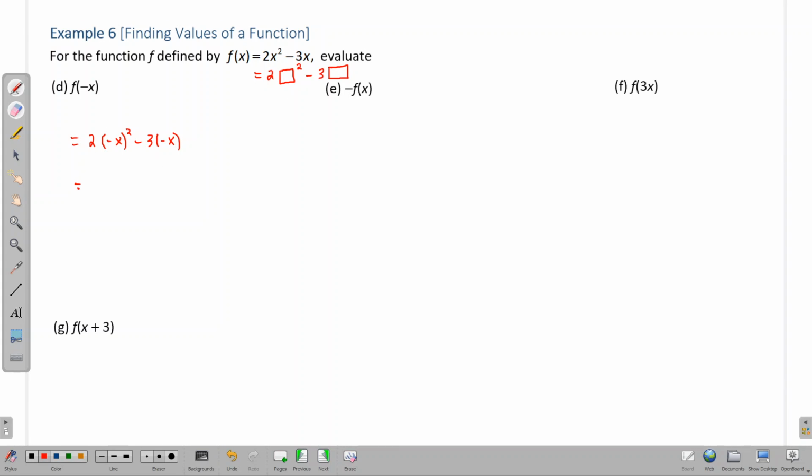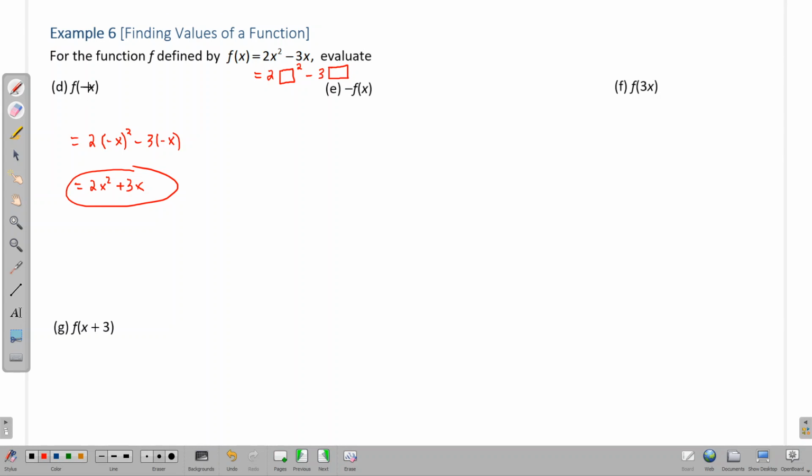And now we simplify. We're squaring a negative x. So that square is going to wipe this negative out, but we do still have to square the x. So that's 2x squared. Then we have a negative times a negative on this one, so that gives us positive 3x. And that's it for that one. Can't combine like terms or anything. There are not like terms on that, so that's it.